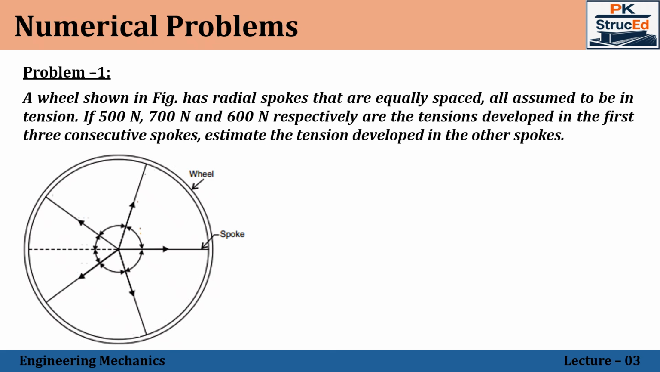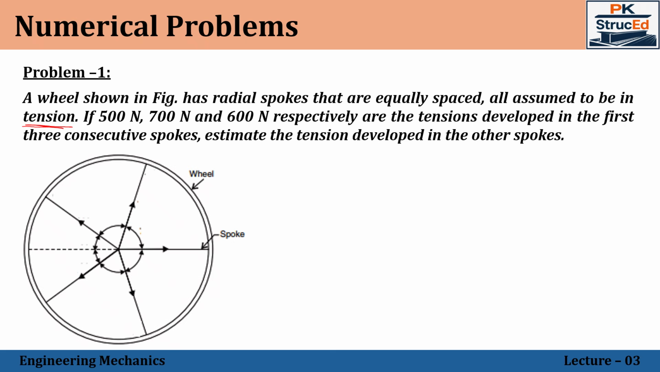A wheel shown in the figure has radial spokes that are equally spaced, all assumed to be in tension. If 500 Newton, 700 Newton and 600 Newton respectively are the tensions developed in the first three consecutive spokes, estimate the tension developed in the other spokes. So they have given a wheel with 5 spokes placed radially. All the forces in the spokes are in tension, which means the forces will be acting away from the contact point. That is the direction mentioned. The tensions in the three consecutive spokes are given as 500, 700 and 600.